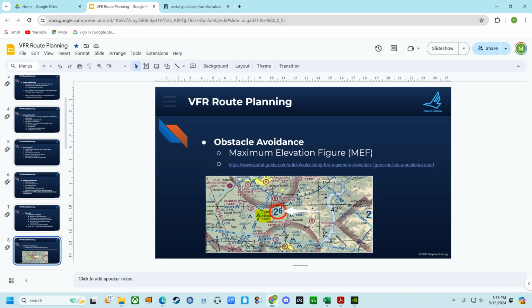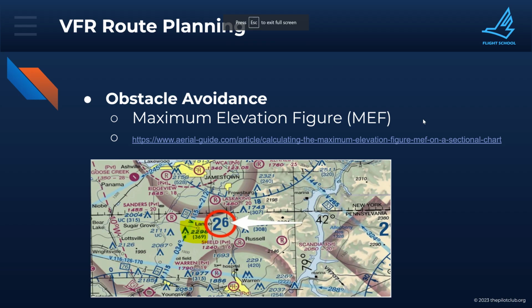So let's talk about obstacle avoidance. The two main things that you want to do when you're flying your aircraft is we don't want to crash into anything, and we want to know where we are. And crashing into things, I mean crashing into terrain or any man-made obstructions.